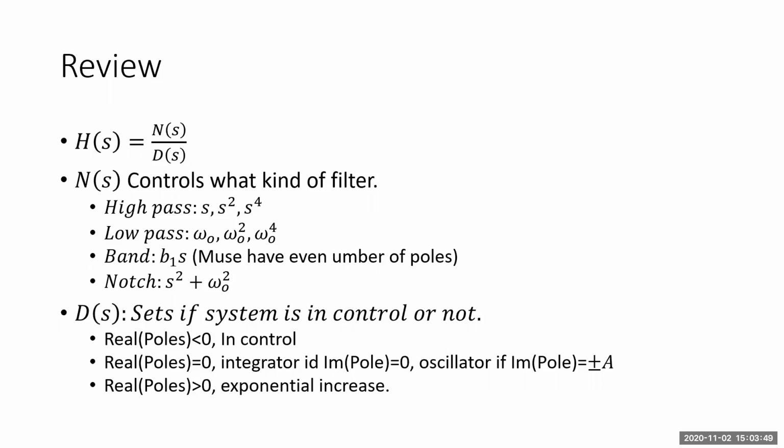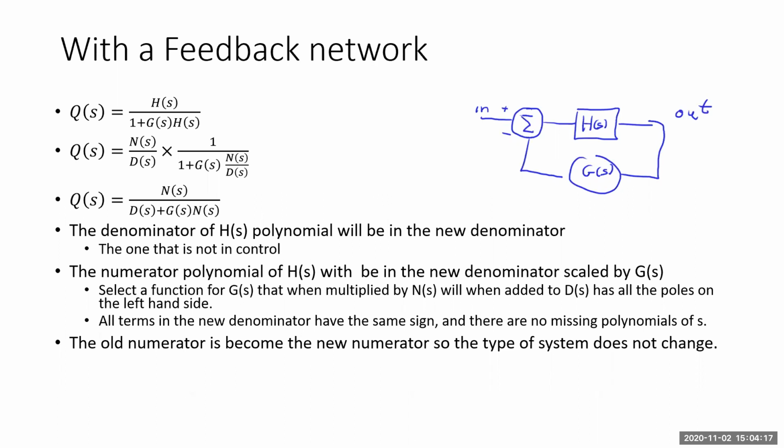Now, if the real part of the poles is 0, there are two options. If the imaginary part is equal to 0 as well, then you have an integrator. And you have an oscillator if there's some non-zero imaginary component. And if the real part of your pole is greater than 0, then you're going to have some kind of exponential increase.